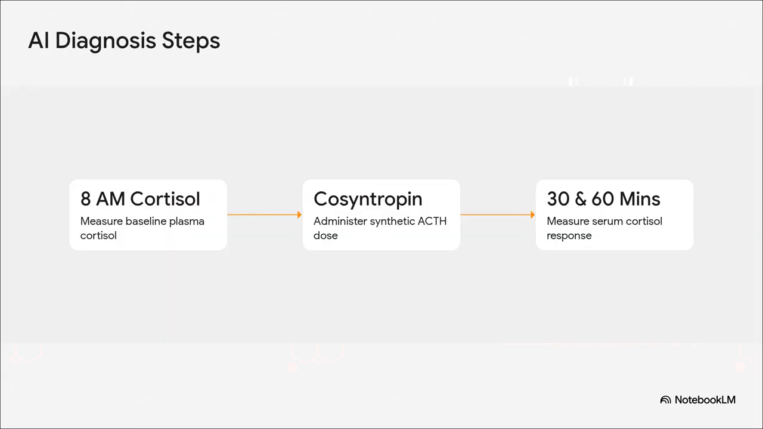So how do we prove this? Let's look at the diagnostic algorithm and the cosyntropin stimulation test. Morning cortisol is step 1. It's not perfectly sensitive, but an 8 a.m. level under 3 micrograms per deciliter is a huge red flag. To actually confirm the diagnosis, you hit them with a synthetic ACTH dose, cosyntropin, and measure the serum cortisol response at 30 and 60 minutes.